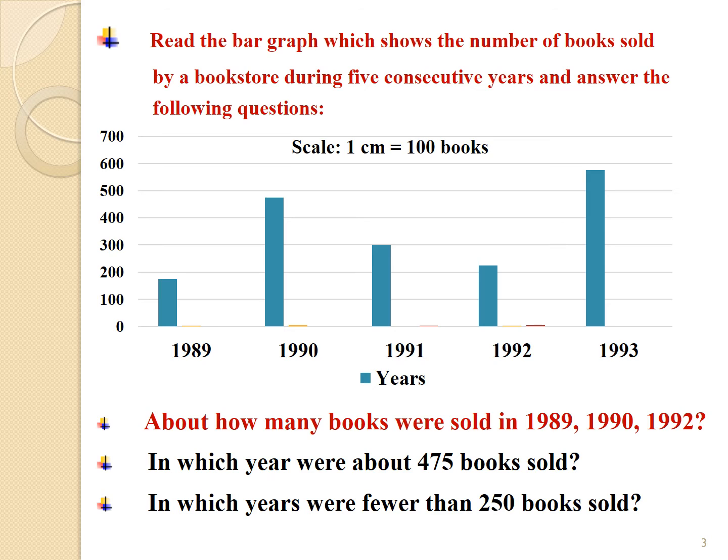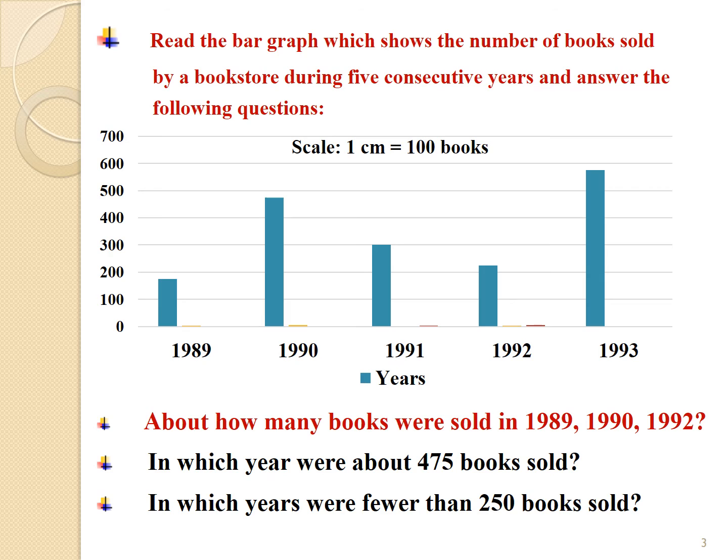Students, now look at the bar of the year 1992 carefully. It lies between 200 and 300, but it touches the mark less than 250, but more than 200. So, we have to assume that 225 books were sold in the year 1992.